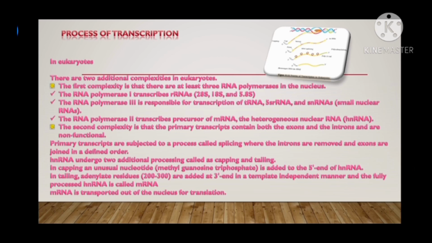If we talk about tailing, tailing is actually the addition of a polyadenine tail to the 3' end of the pre-mRNA. Multiple adenyl groups are added at the 3' end, and that process is known as tailing. Okay, so now it is ready to move out from the nucleus to the cytoplasm. So these are some of the complexities seen in the process of transcription. I hope you got each concept clearly. So till then, have a nice day and thank you.